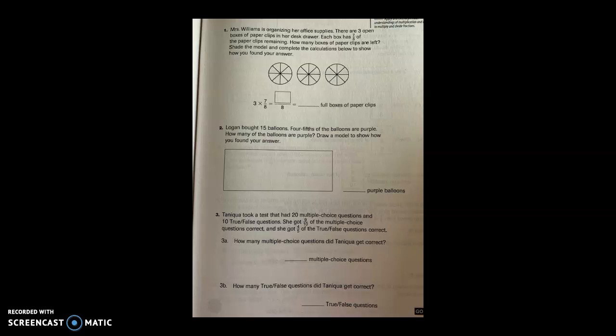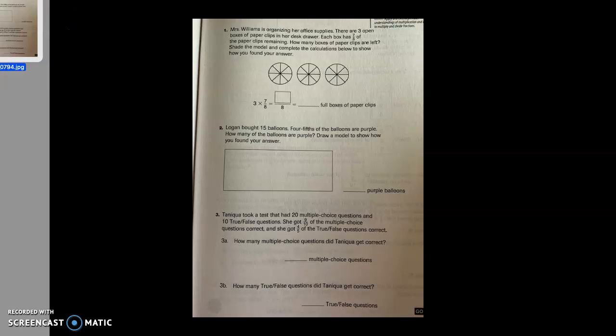For part B, how many true-false questions did Taniqua get correct? So you're going to be taking 10/1 times 4/5. Remember to cross cancel. Now let's go to question number 4.